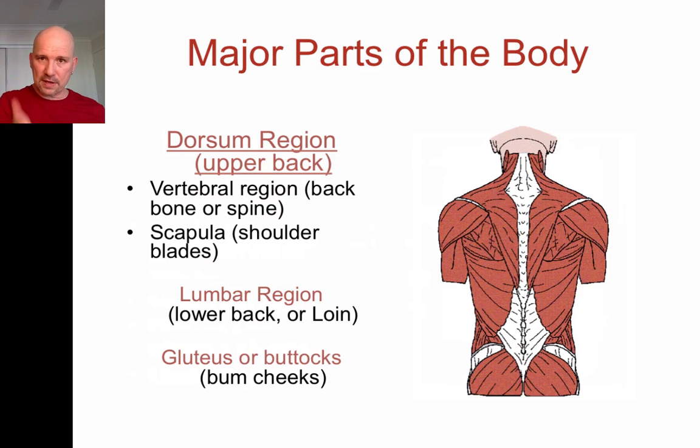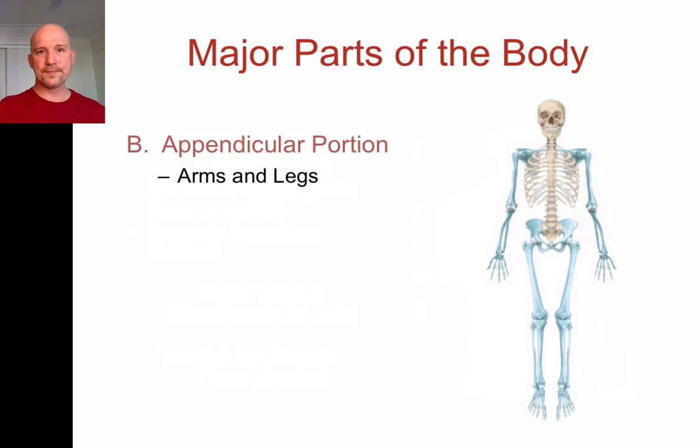Lumbar is the curve at the lower part of your back. It's also sometimes referred to as the loin. When you talk about the loin cuts, when you go to a butcher, that's what you're getting. You're getting those big paraspinal muscles that support the animals and support us, and that's what we eat. And then the gluteus or the buttocks are the bum cheeks.